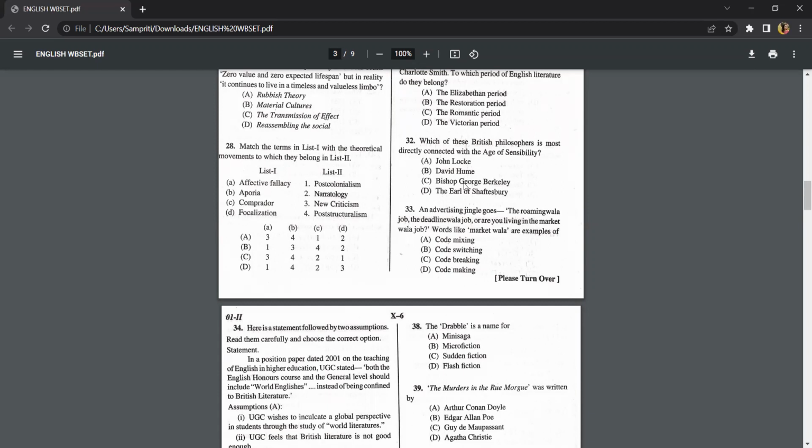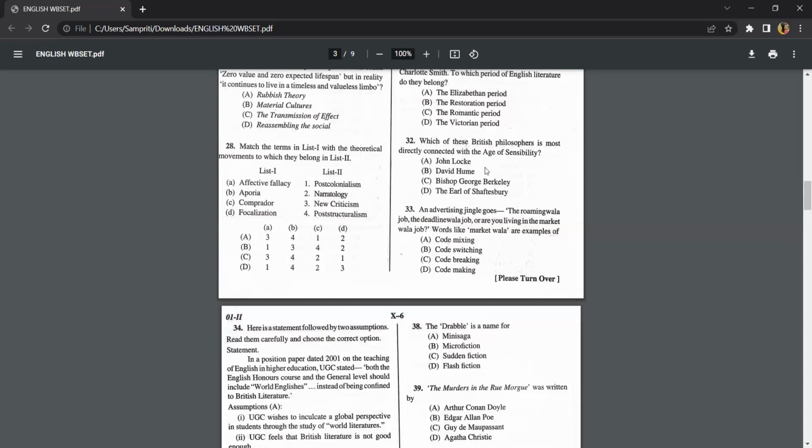That was the age of sensibility, when people like Jane Austen, Oliver Goldsmith and Thomas Gray were writing their poems with a slight tilt towards the romantic sense. So in that age, John Locke, of course not, was not connected to the age of sensibility. He was a staunch rationalist. So option A is not correct.